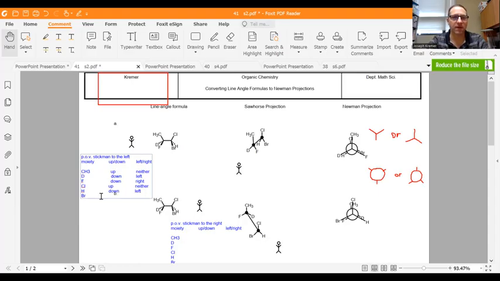Bromine, you can use your answer from fluorine to figure this out. More down, of course. And it's some more to the right. Time out for now.